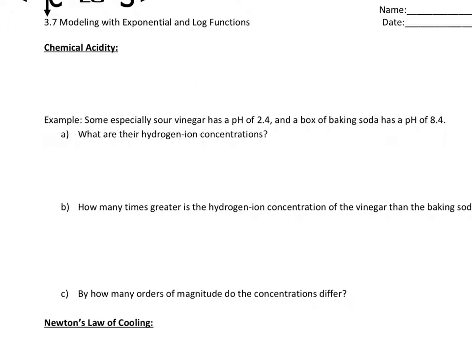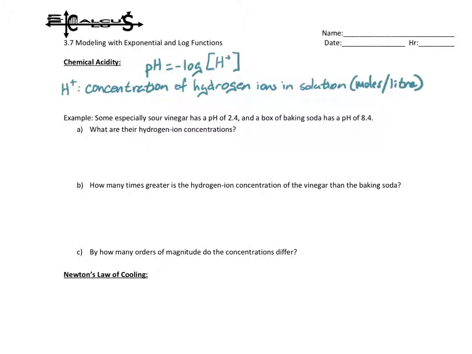All right, chemical acidity. Let's get that formula in here. Okay, so we have pH equals the negative log of H plus. So what does this part right here mean? Well, this is the concentration of hydrogen ions in a solution in moles per liter.